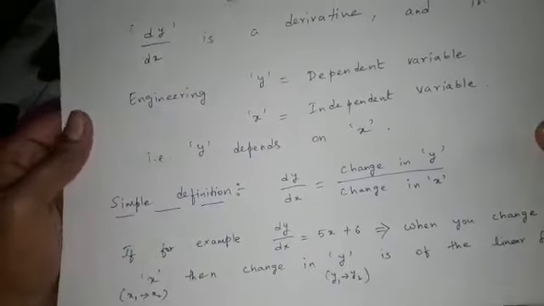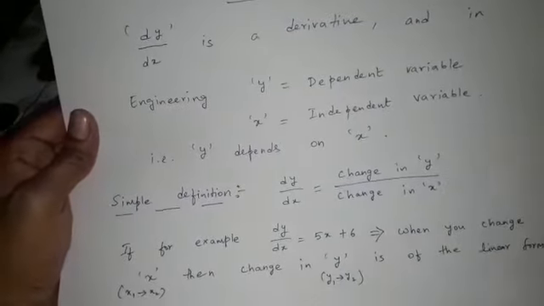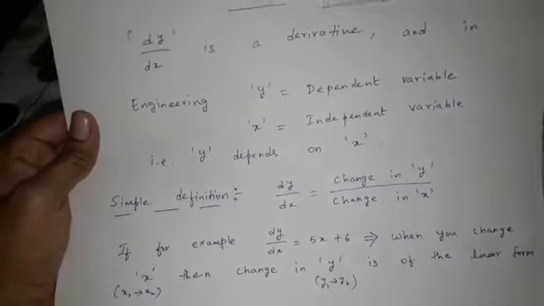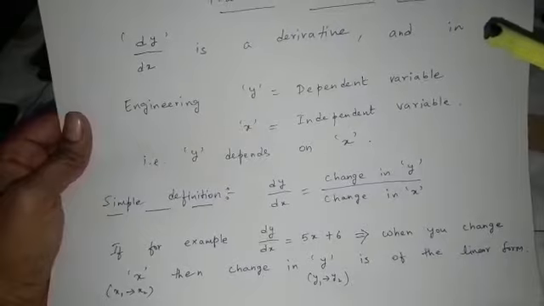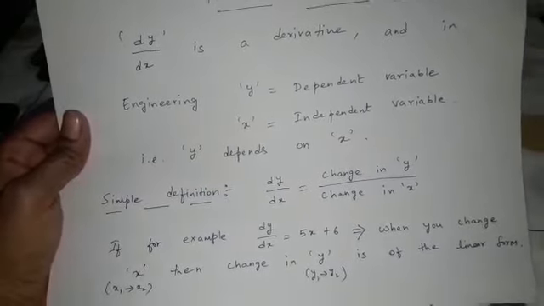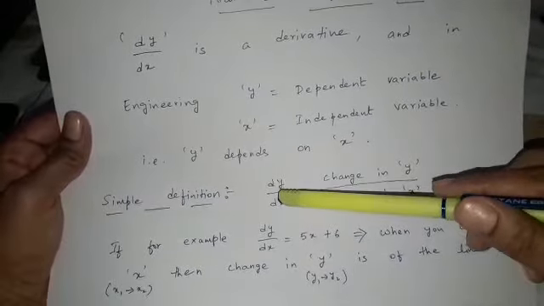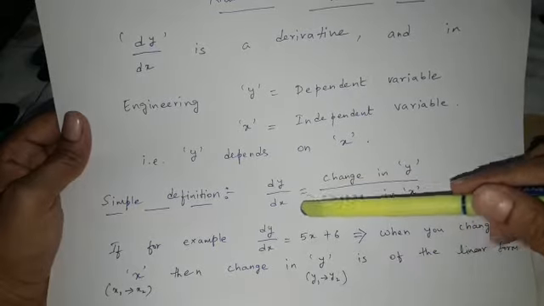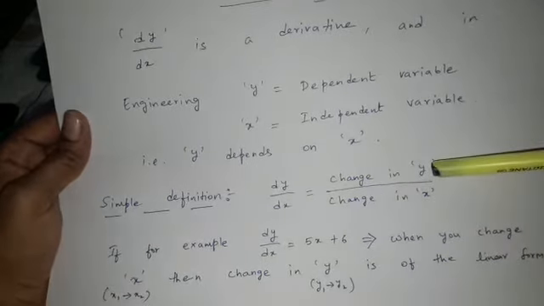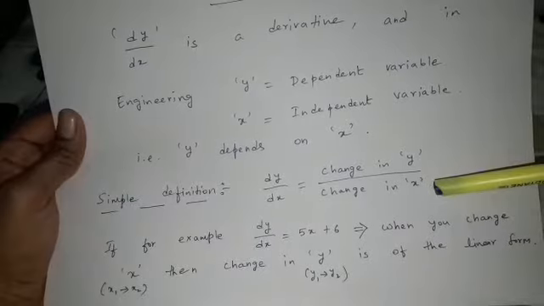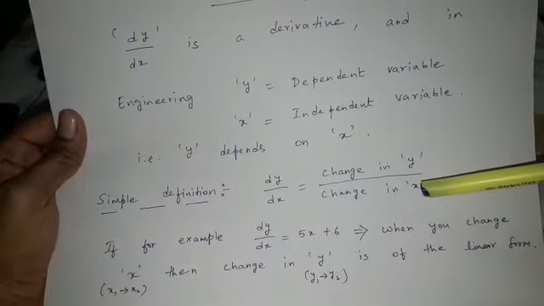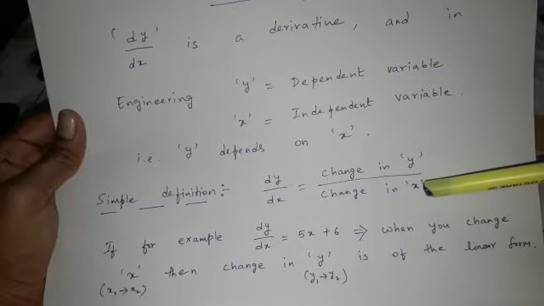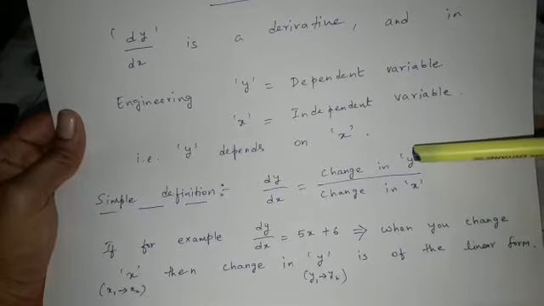So let's see the simple definition. I won't go to the mathematical definition using limits. Let's understand the derivative in a very simple manner. The simple definition of derivative dy over dx is nothing but change in y over change in x. Both are with respect to each other, like if I change the values of x, the respective change in y.